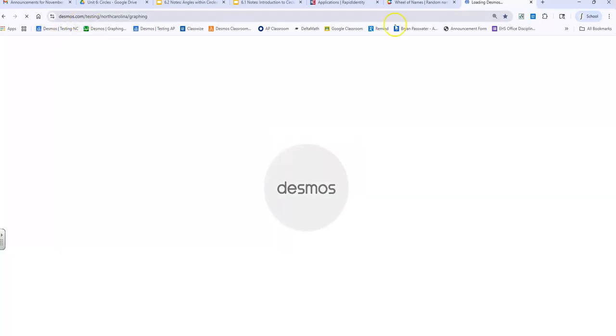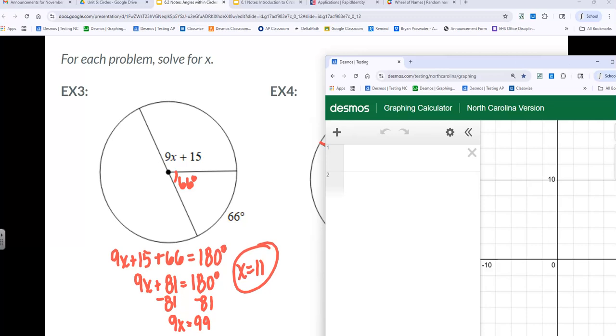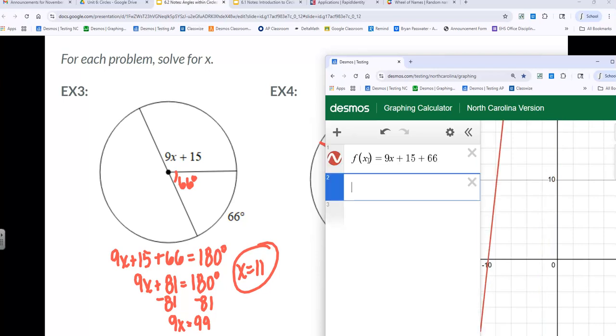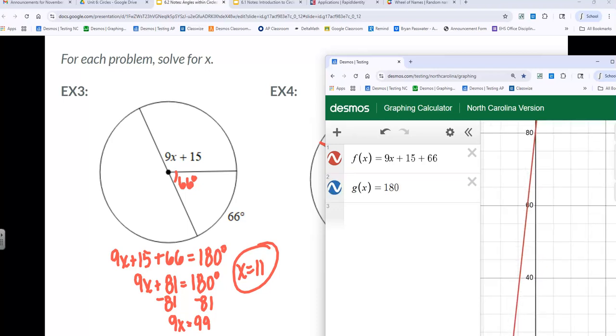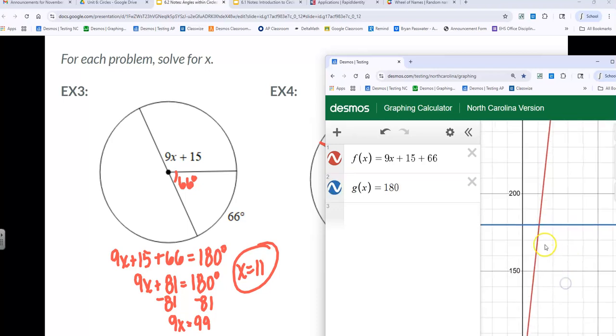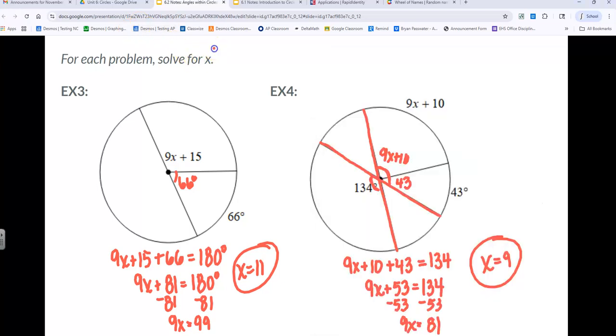But you always have the option of just doing this, where, like for that first one, you just do f of x equals 9x plus 15 plus 66. G of x equals 180. You'll have to zoom way out. But if you do, they will cross right there at x equals 11. All right, so you always got a Desmos backup if it starts getting more complicated than you're able to handle. Although, I think we can handle it.